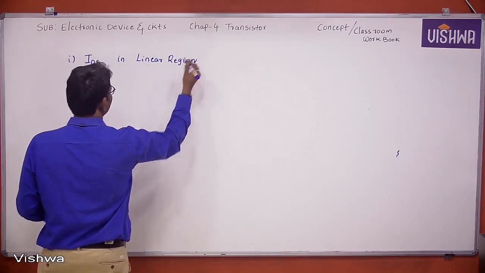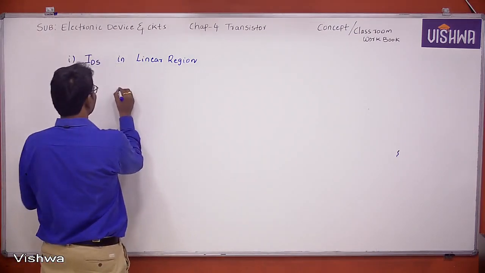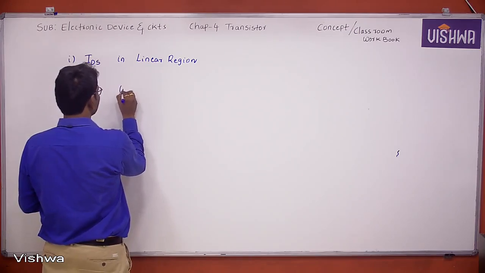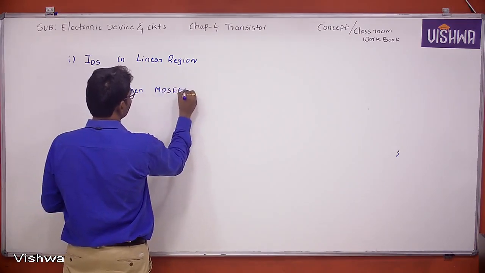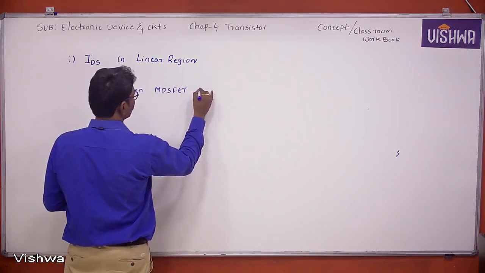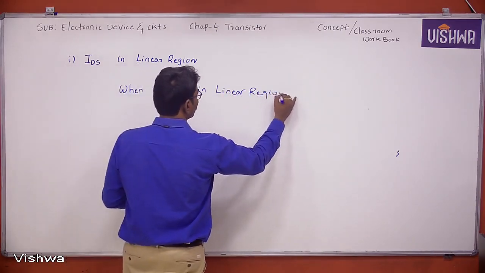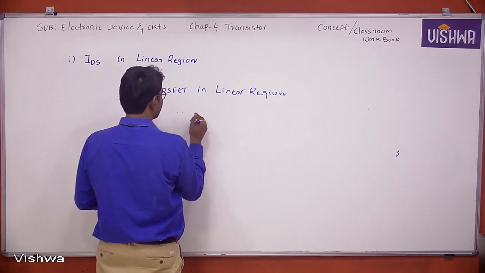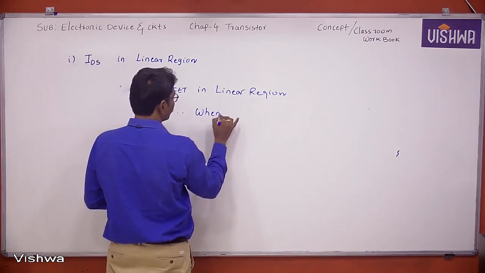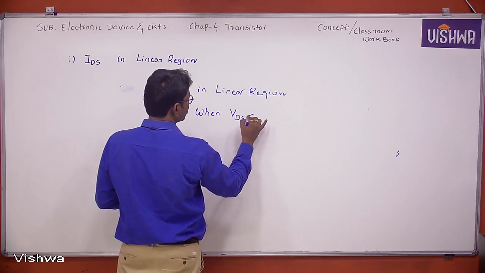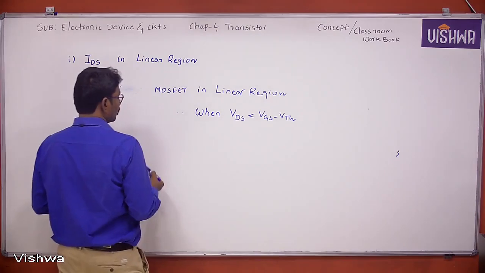IDS in linear region. Tell me, what is the condition for linear region in case of N channel? The MOSFET is in linear region when VDS is less than VGS minus VTH. Then what happens?